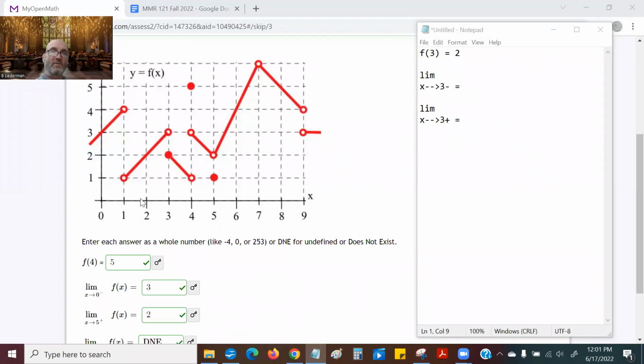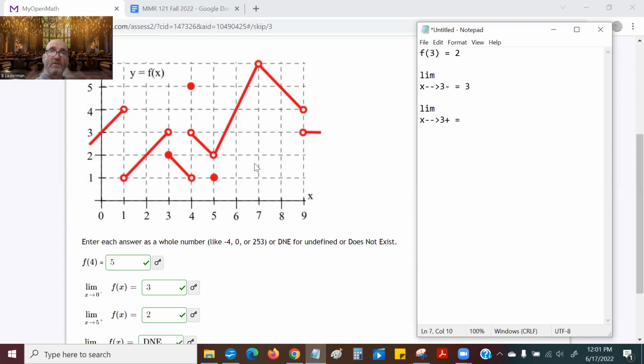Well, as x comes in from the negative direction, the y value gets closer and closer to positive 3. Note that f of 3 does not equal 3. F of 3 actually equals 2. But we're talking about limits now. The limit as it approaches 3 from the negative direction is positive 3.